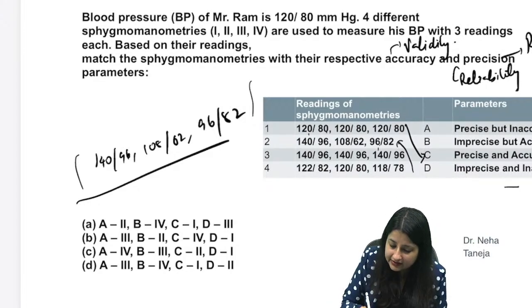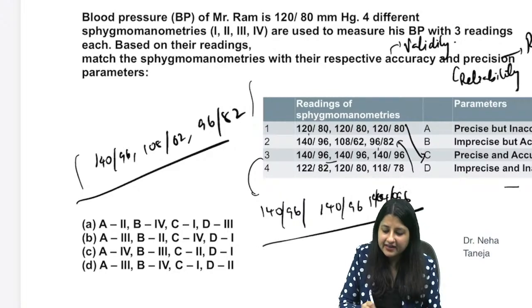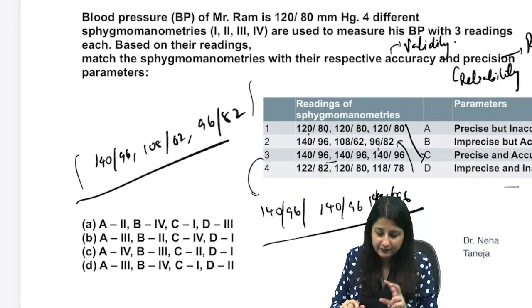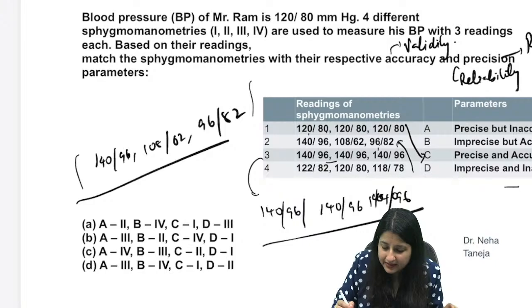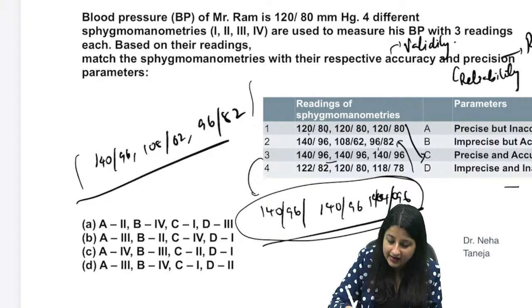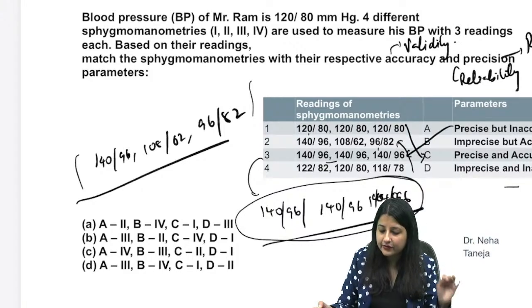Okay, look at the next one. I have got the values 140/96, 140/96, 140/96, 140/96. Now, every time I'm getting the same values. So, definitely they are reliable, precise. But is it accurate? No, it is not closer to the gold standard value. So this is precise and inaccurate. All right.